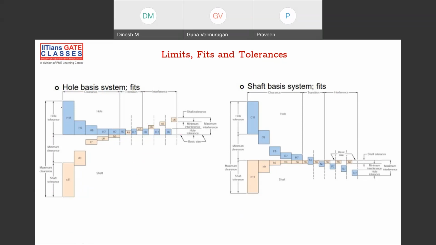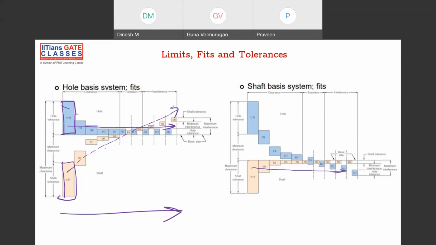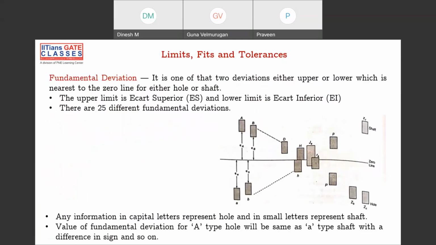Now the hole is like this, the shaft is like this. It means this is some fit. If you go from left to right, your shaft dimensions are increasing, and hole dimensions are remaining like this. They are not coming down. In this other case, the shaft dimensions are like this, the baseline is like this, and hole dimensions are coming down like this. So what is that? I'll tell you. For that, you should understand this system.